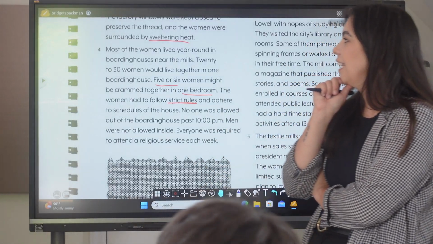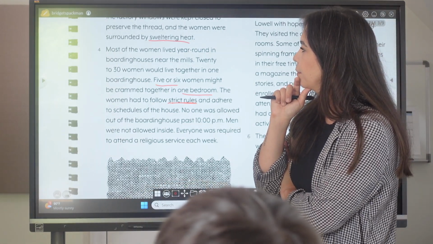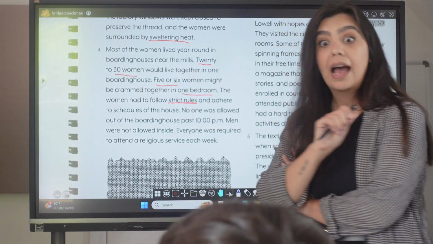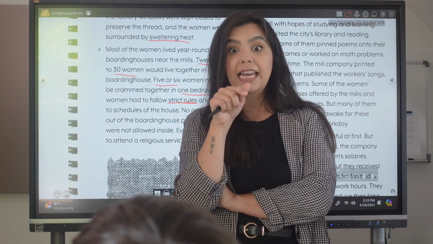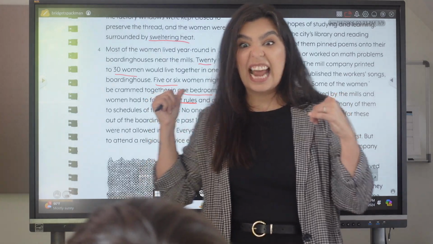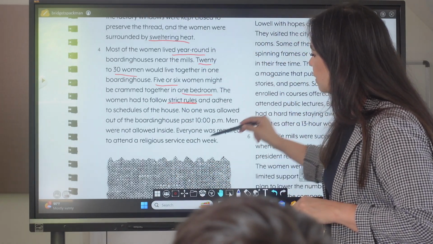And then I want you to look at the first 2 sentences. What are some of the key pieces that you see there? 20 to 30 women would live together in one house. Wow. We have 4 people living together, 5 if you count Walter. And in these houses, they had how many? They had 20 to 30. 20 to 30 people. What else did you notice? Look at that first sentence. They lived there year round. So did they live at home when they worked there? Nope. They did not.